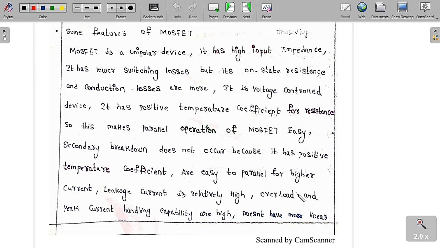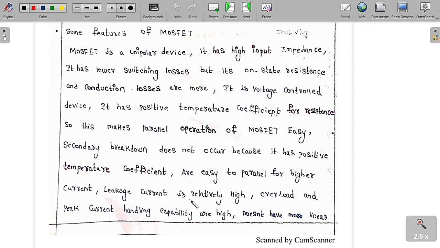They are easy to parallel for higher currents. Leakage current is relatively high. Overload and peak current handling capability are high, and it doesn't have linear characteristics. So we can say that secondary breakdown is not at all possible in the IGBT and also the MOSFET, because these are positive temperature coefficient devices. Easy to parallel for higher currents means you can usually apply them in parallel. Leakage current is relatively very high, and there are no linear characteristics.